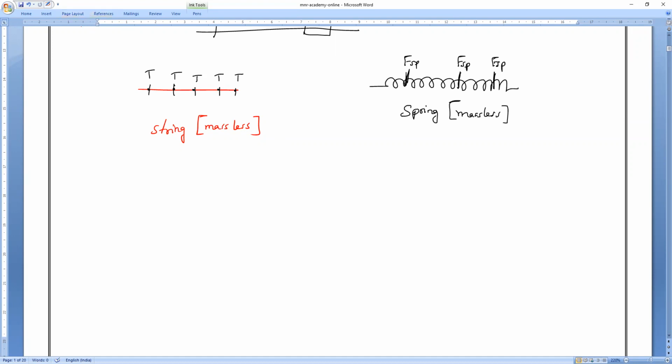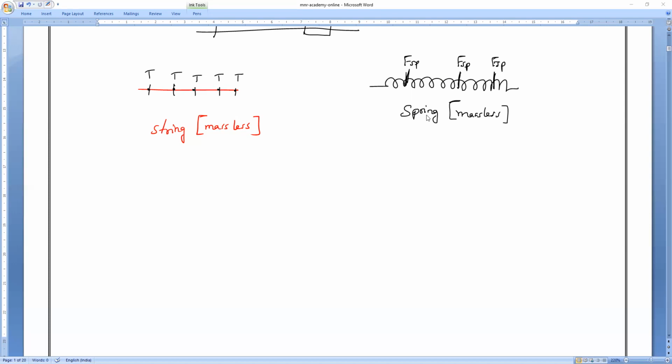Yes. So that is what we call spring as well as string. Of course, spring problems will be solved with the help of string only. So remember, all of you, in a string, tension remains constant. In a spring, what remains constant? The spring force remains constant.